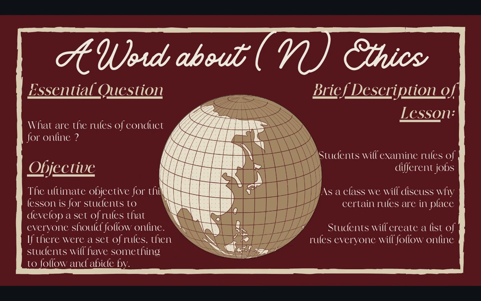So the second mini lesson was about ethics. So again, the question: what are the rules or conduct for online? The ultimate objective for this lesson is for students to develop a set of rules that everyone should follow online. So if there were a set of rules, the students will have something to follow and abide by. A brief description of the lesson: students will examine rules of different jobs. As a class, we'll discuss why certain rules are in place, and then students will create a list of rules that everyone will follow online.